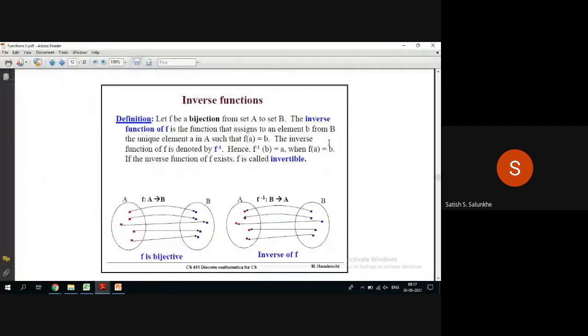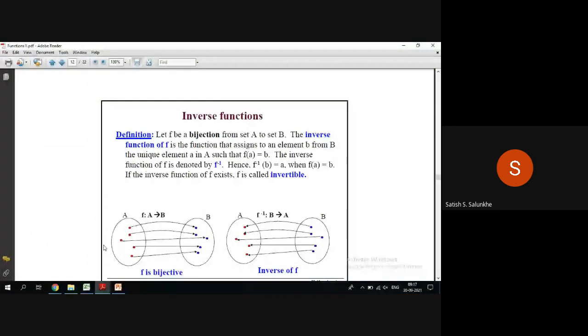So let f be a bijective function from set A to set B. The inverse of f is f inverse from B to A. If the inverse function of f exists, f is called invertible. It means that if we map one of the elements from domain to codomain, we are able to go back to its pre-image with the help of f inverse.